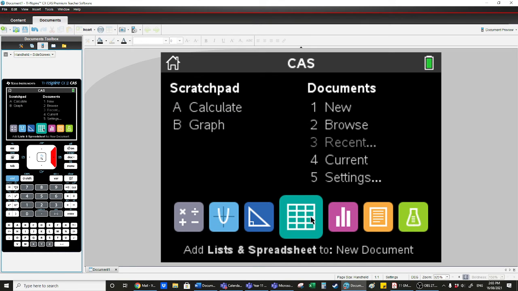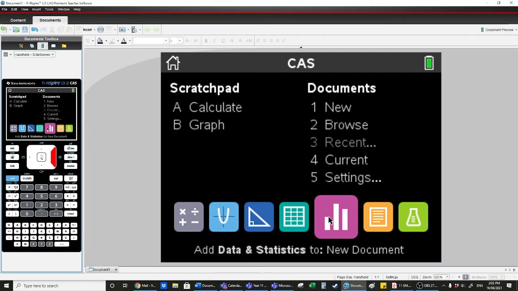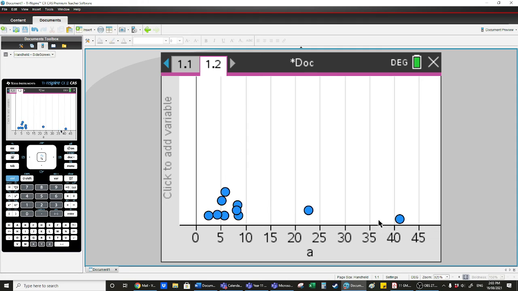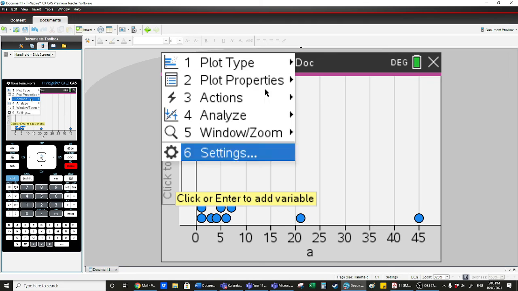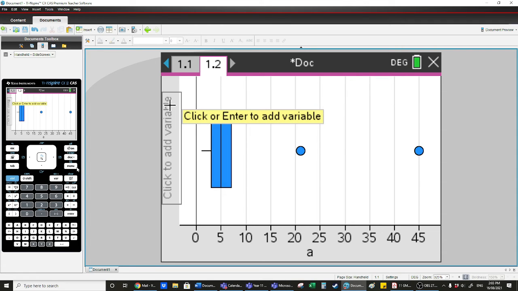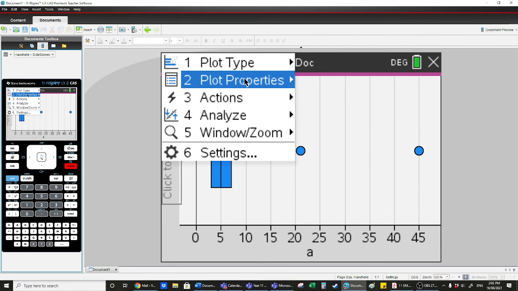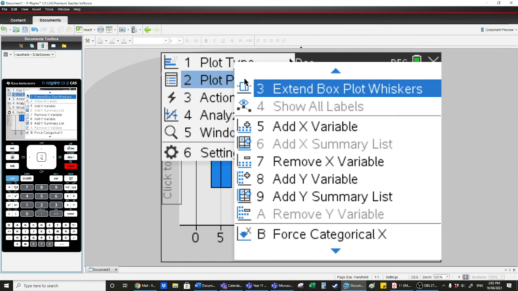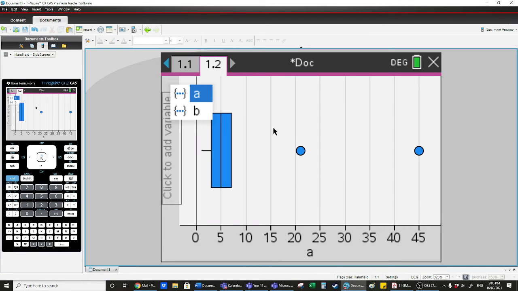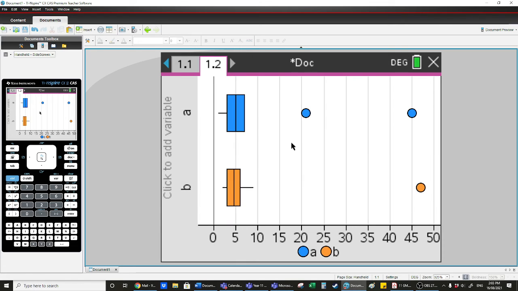Okay. Once you've done that, you go over to data and statistics. Click A, but we want a box plot, so menu, plot type, box plot. So there's your box plot, but we want to add the other one. So to add the other one, it is menu, plot properties, add X variable, and we've already got A, so we're going to select B, and boom, there's your other one.